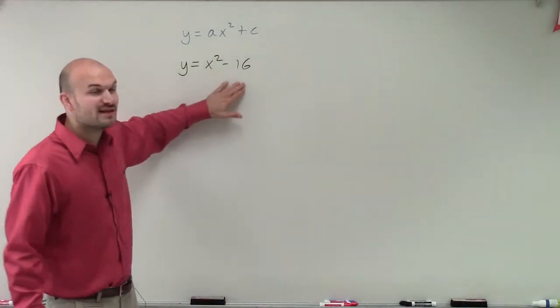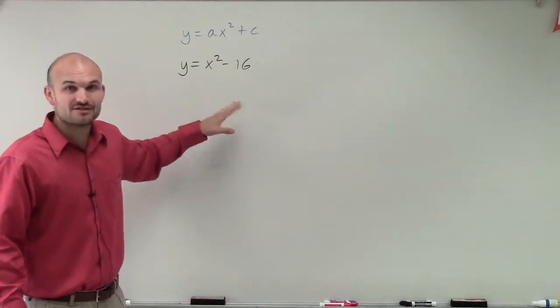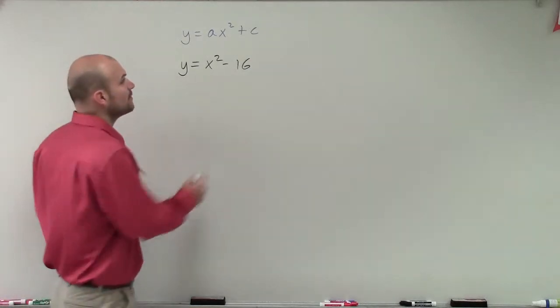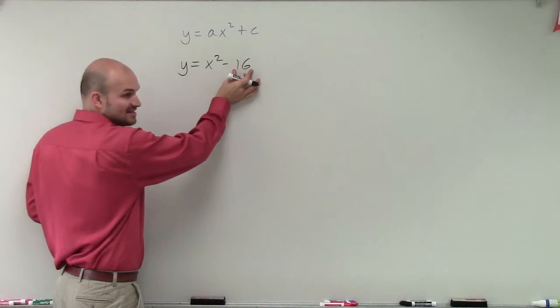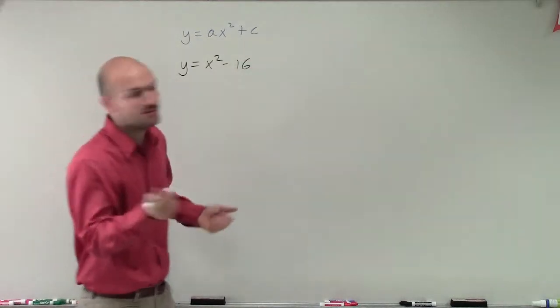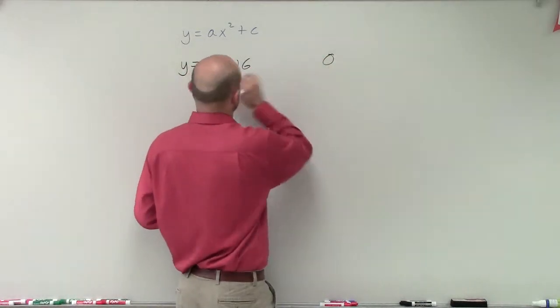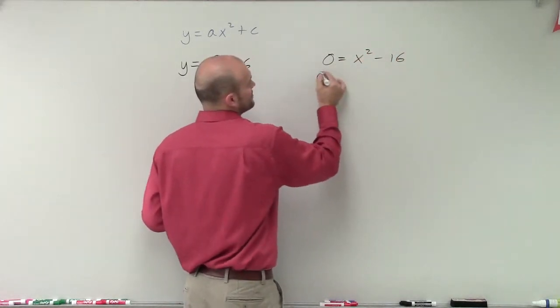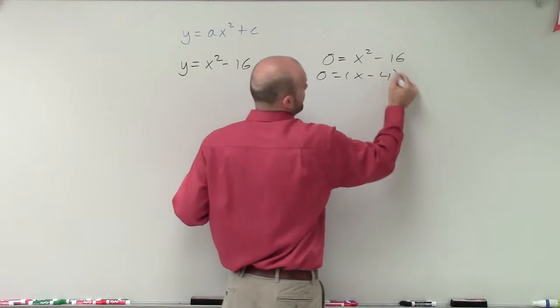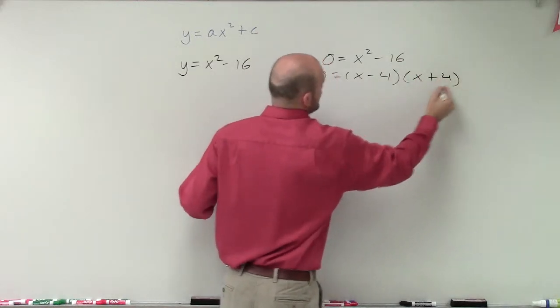However, we know that this one is very easily factored by using the difference of two squares, because we noticed that our a was 1, which is a square number, and then 16 was a square number, and we're finding the difference. So if we were going to factor this by solving, remember we're going to set this equal to 0. We know that we could easily rewrite this as x minus 4 times x plus 4.